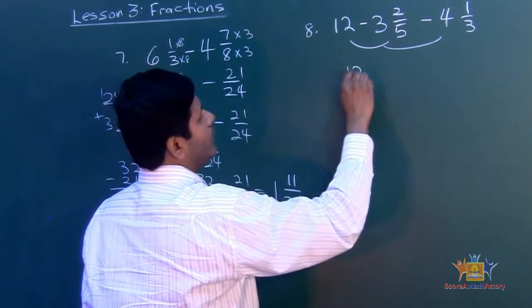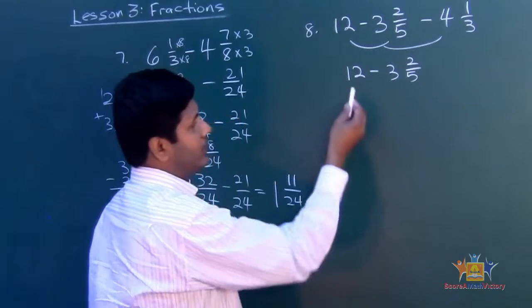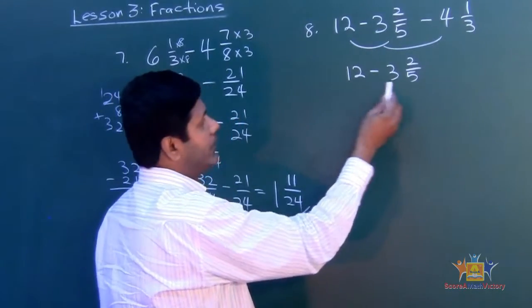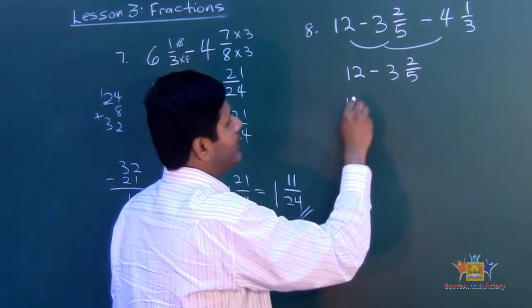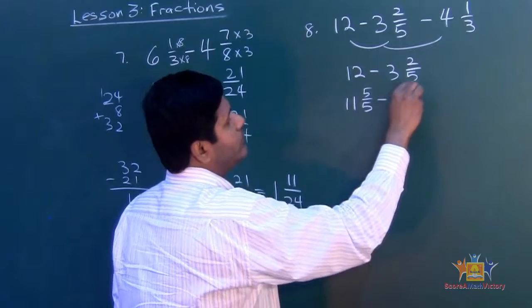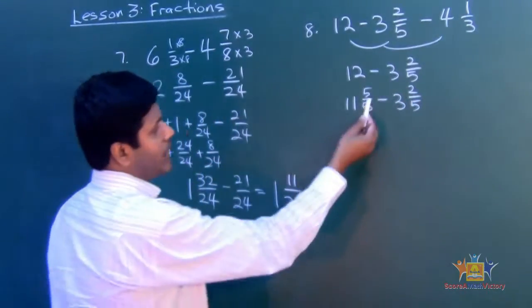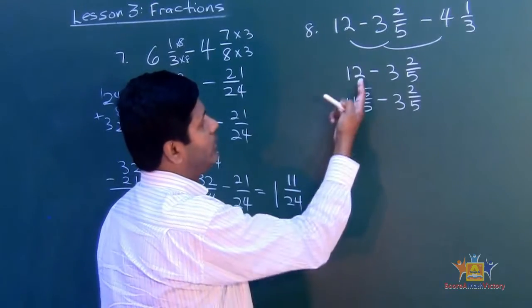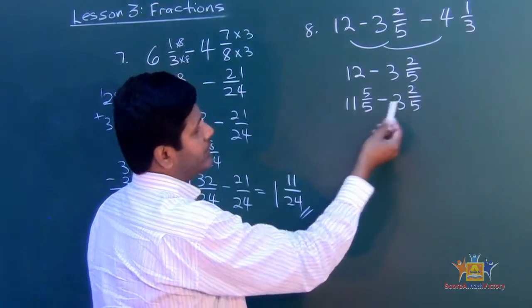So we're going to take 12 minus 3 and 2 over 5. I'm going to take 1 out of the 12 and make it into a fraction so I can subtract with that. Alright, so that means 11 and 5 over 5 minus 3 and 2 over 5. See what I did? Because look, 5 over 5 is 1. 1 plus 11 is 12. See that?